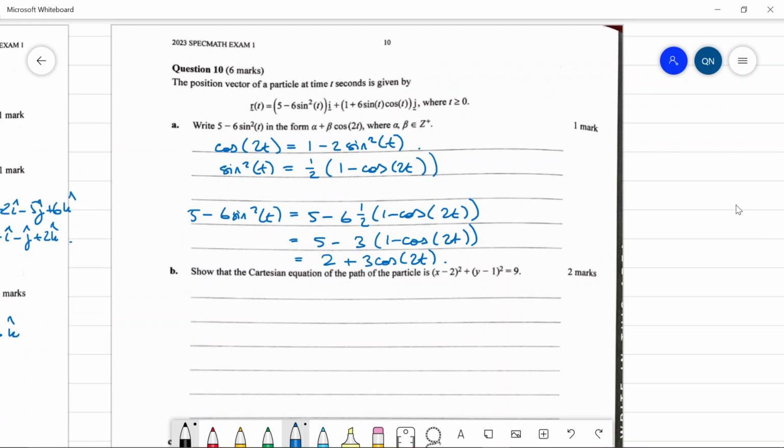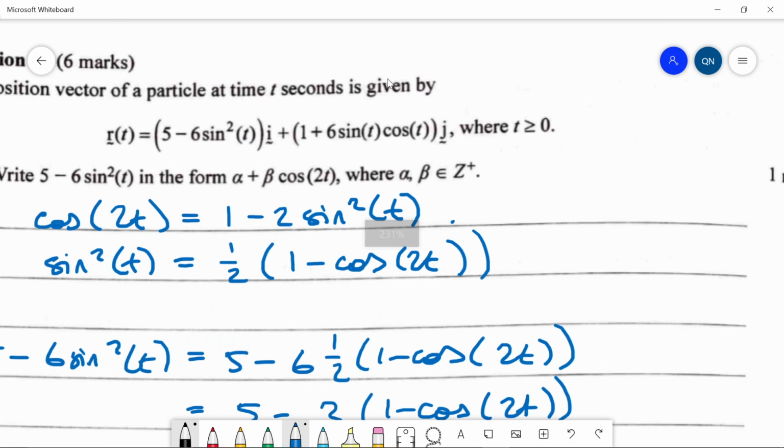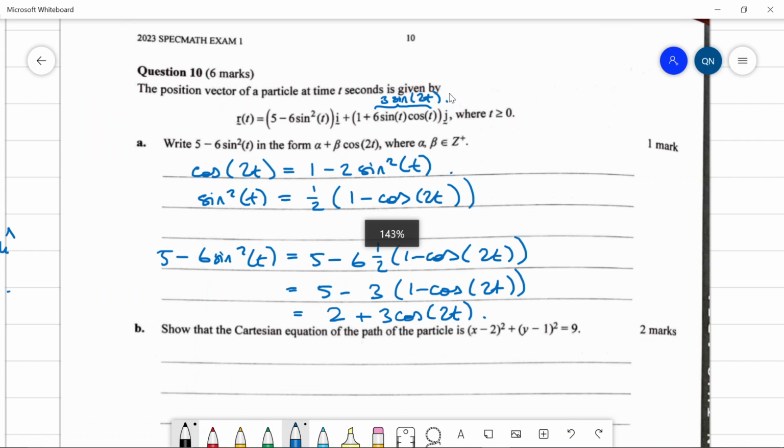Show that the Cartesian equation of the path is this thing. Okay, so what can we do? I probably want to convert this expression over here, the j component, into the form we had, and I'll use the double angle formula for sine. So this part we have under control. This part over here, we can write as 3 times the sine of 2t.